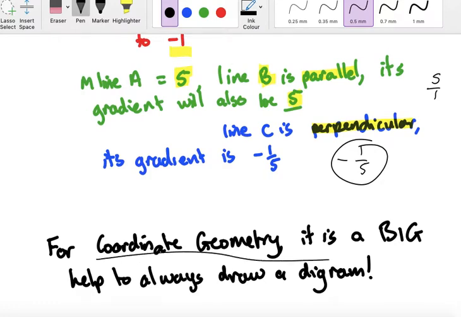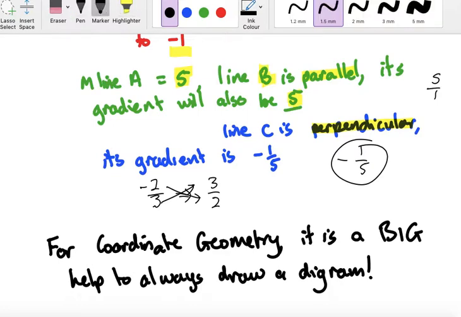For coordinate geometry, it's a big help to always draw a diagram. Very big help. So make sure you draw your diagrams because it's a really big help. Let's go back to this perpendicular. If you've got a gradient of a line that is -2/3, the perpendicular gradient would just be 3 over 2. So you change to the reciprocal and then you just drop the negative or you add a negative. Let's do one more. If the gradient of a line is, say, 4, that's the same as 4 over 1. Its reciprocal would be -1 over 4.